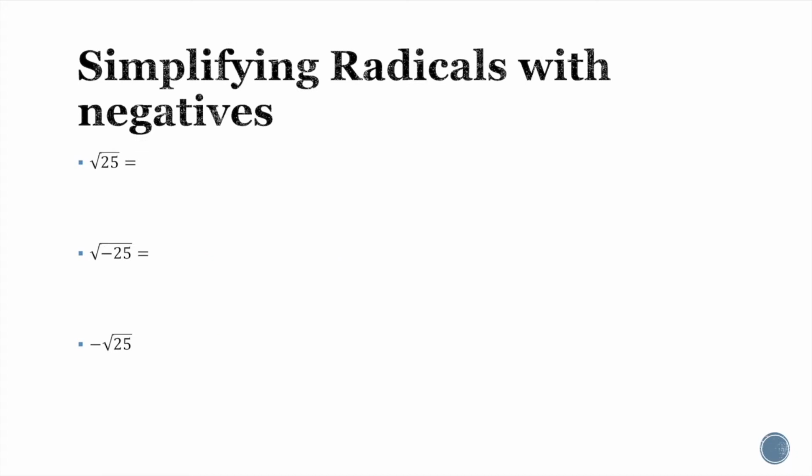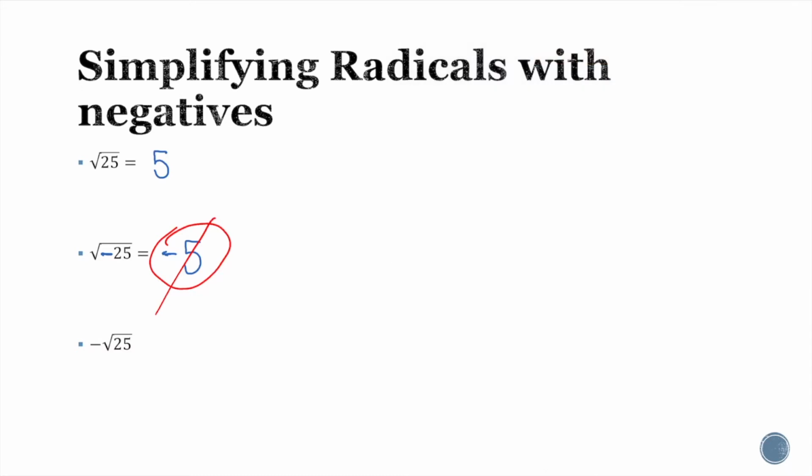Now what if we have some negative numbers? Well, let's take a look. The square root of 25, again, we know it's 5. However, we have the square root of negative 25. Now you might think that it's negative 5. However, that is extremely incorrect. Now let's discuss why.